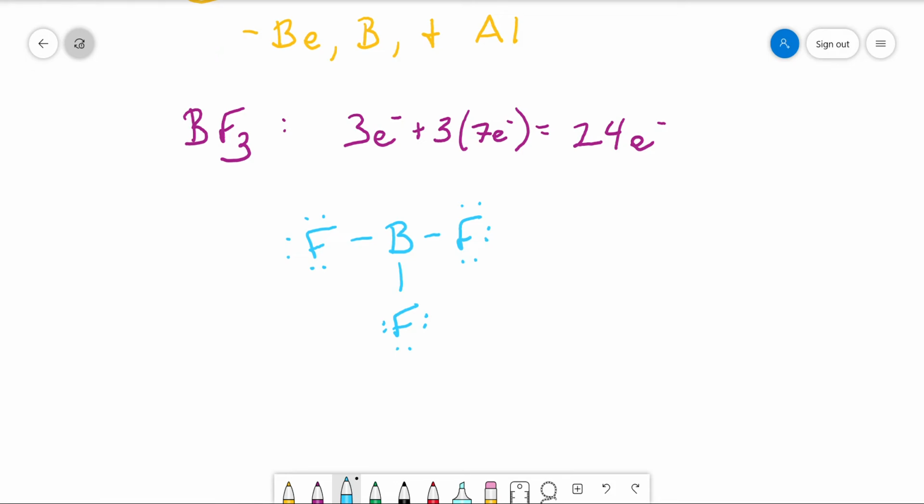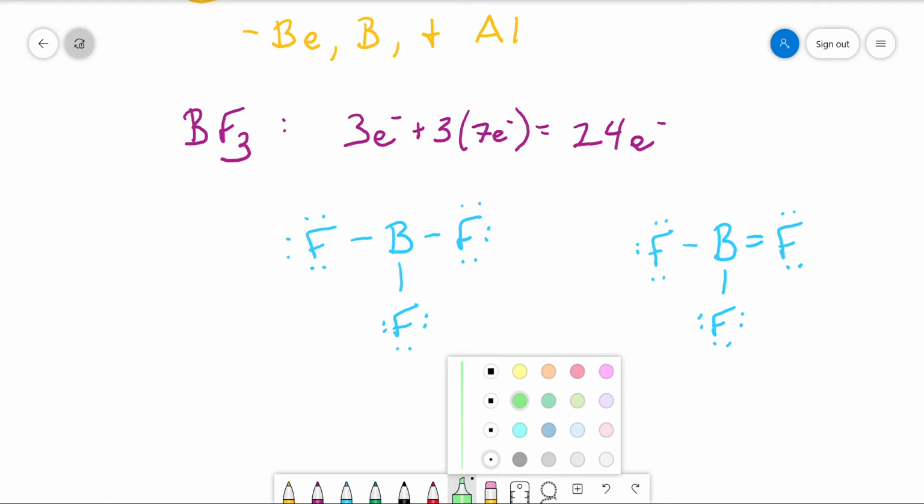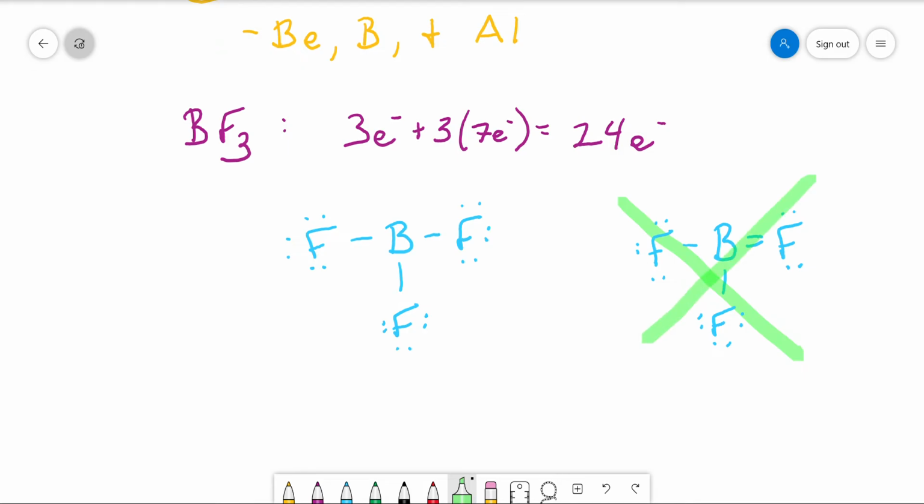So you might be tempted to draw the structure this way with that double bond. Now we never ever see a double bond to fluorine, and this is not the structure for BF3. So I'm just going to go ahead and cross that out. I do not want you guys to do that. I'm showing you because it is a very, very common mistake I see, and I don't want you to make that mistake. This is the correct structure for BF3.